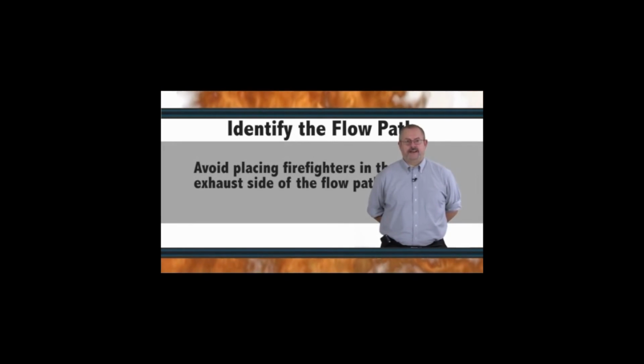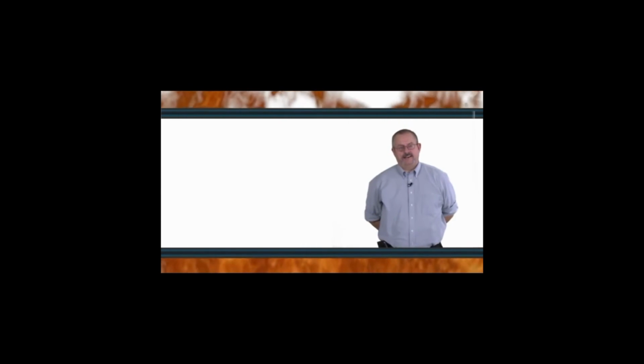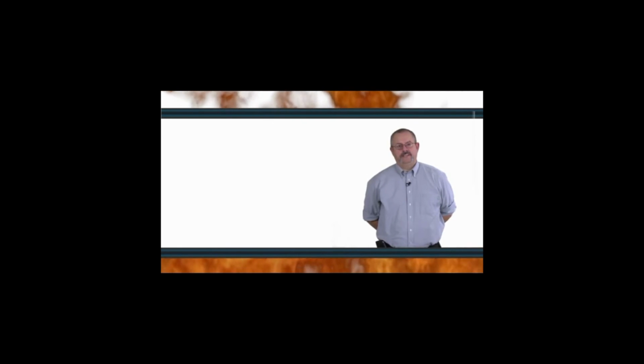It is very important to locate where the fire is and identify the fire's flow path. You don't want to be on the downwind side of the fire. Keep the wind at your back. You don't want to be between where the fire is and where it wants to go. This is a high hazard location. An understanding of fire dynamics will provide you with additional tactical options so that you can increase the safety and effectiveness of your firefighters.